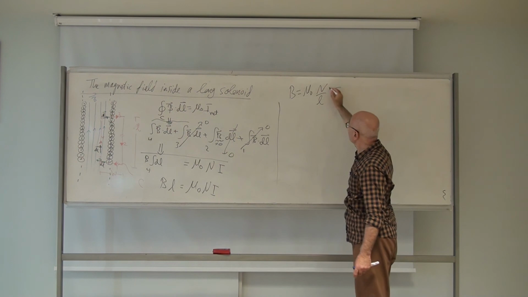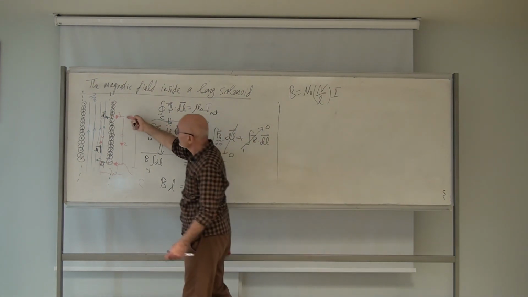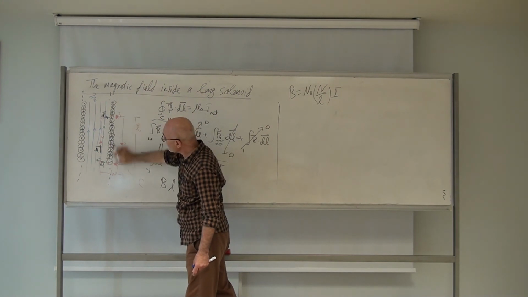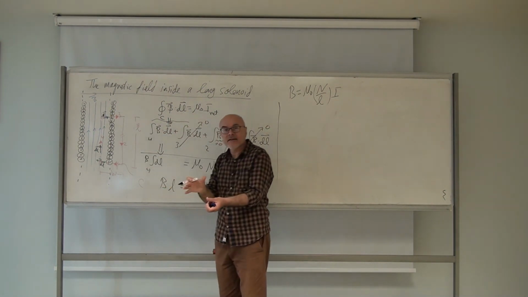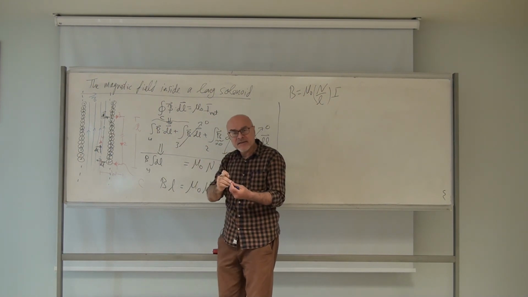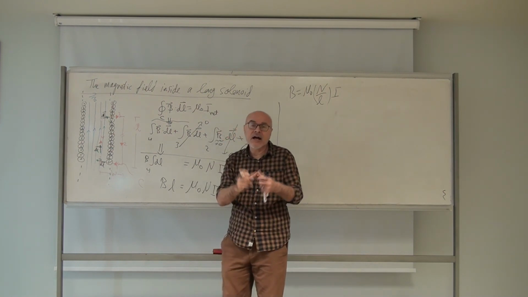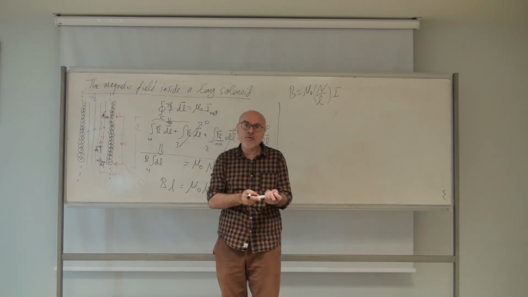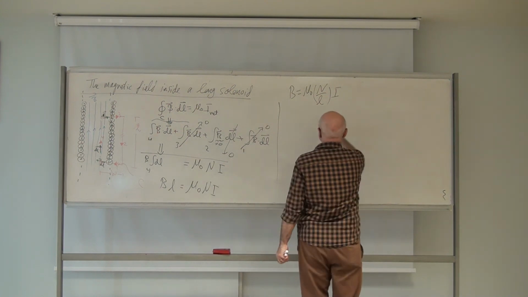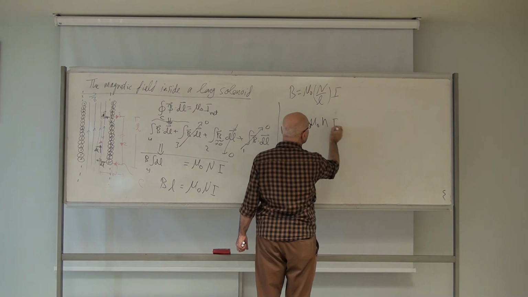Now, N over L is the number of turns within L divided by the length. What is this? It's the number of turns per meter, which is the density of the turns, how many turns you have per unit length. So call this small n. So this becomes B is equal to mu naught n I.